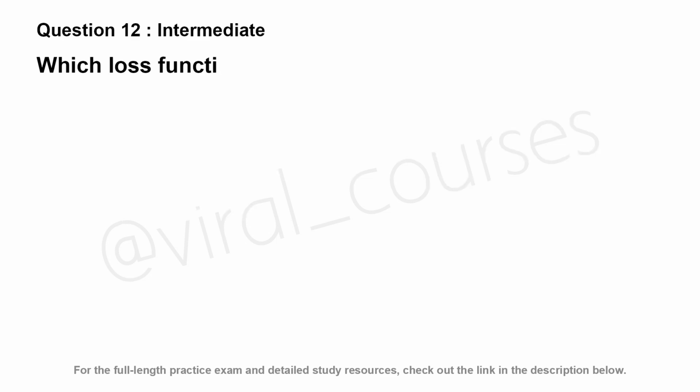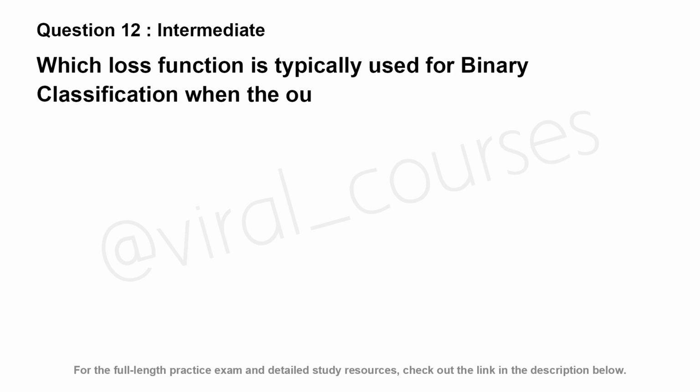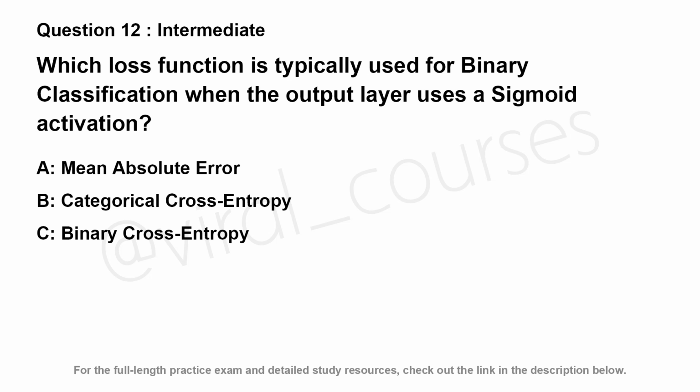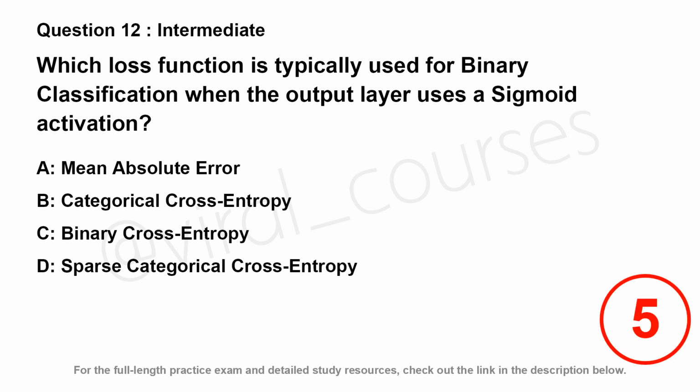Which loss function is typically used for binary classification when the output layer uses a sigmoid activation? Option A. Mean absolute error. Option B. Categorical cross-entropy. Option C. Binary cross-entropy. Option D. Sparse categorical cross-entropy.